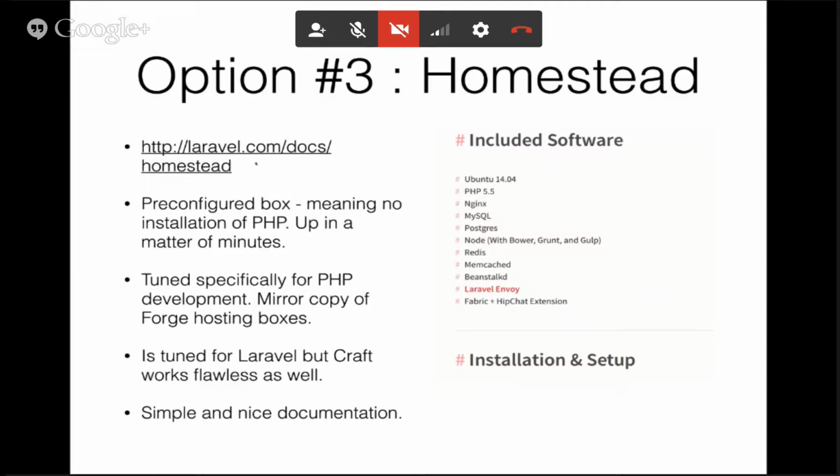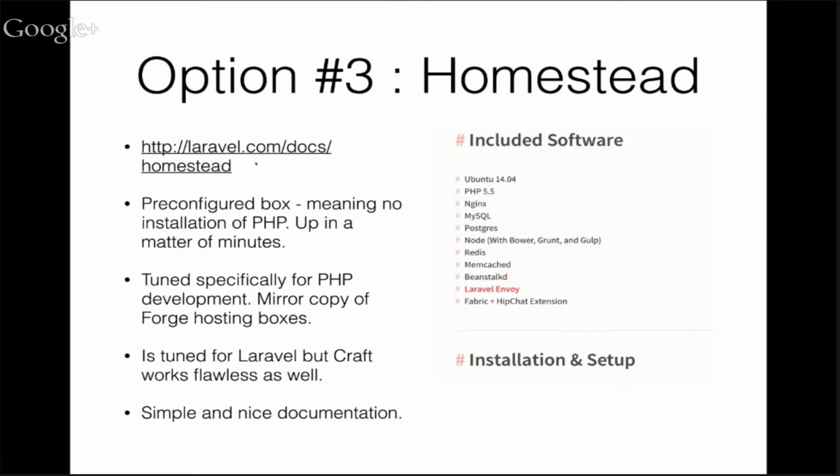The box is there locally, and it's Ubuntu 14.04, PHP 5.5, Nginx, everything you see on the screen, it's pre-installed with. And it is tuned specifically for PHP. And if you use Forge, it is like your local environment for working with Forge. That being said, it is something provided by the Laravel framework, and a lot of people have the misconception that because it's tuned for Laravel means it won't work. That's not true. My machine is a 4 gig Homestead machine, and I run all my Craft websites on that.